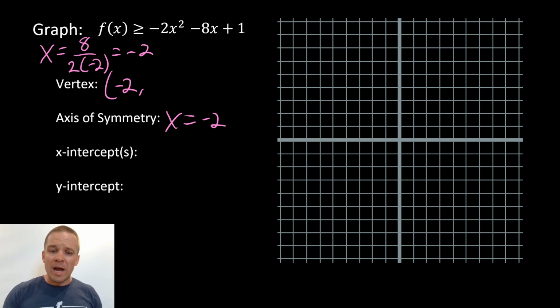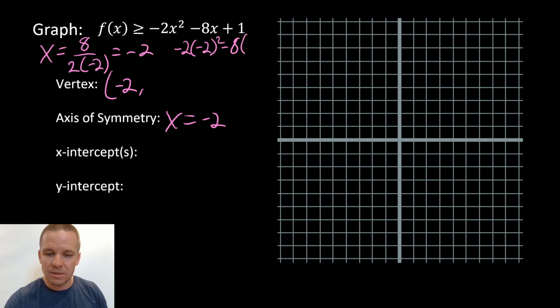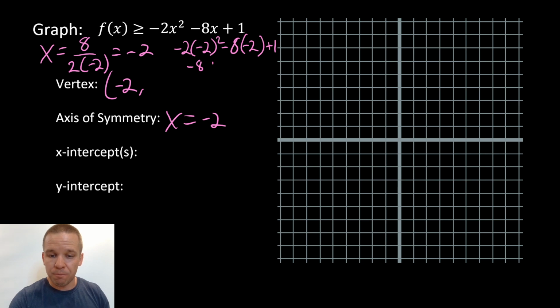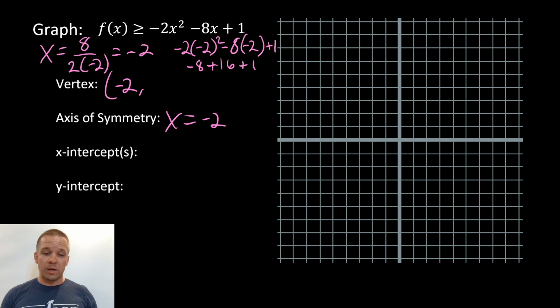All right, to get my y-coordinate, I'm going to need to plug that negative 2 back in and evaluate it. So I have negative 2 parentheses negative 2 squared minus 8 times negative 2 plus 1. Negative 2 squared is 4. 4 times negative 2 is negative 8. So I have negative 8 right here. And then we have plus 16 plus 1. So that's going to be 8 plus 1 is 9. Whew. It's a bit of work when you got that lead coefficient. So I have negative 2 comma positive 9. It's way the heck up here.